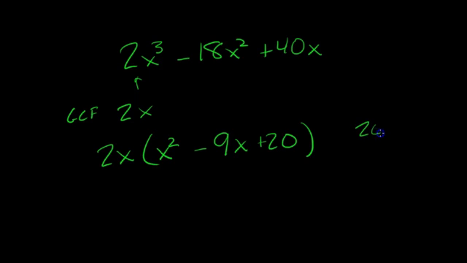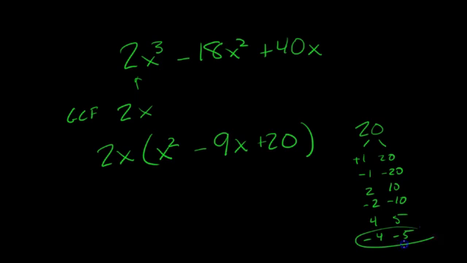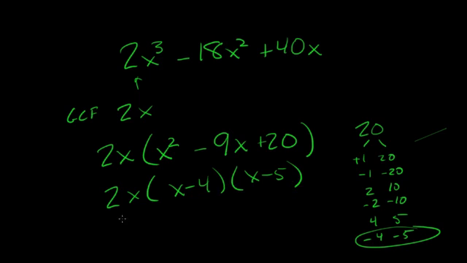So I want to find 2 factors of 20 that add up to negative 9. So let's look at some of the factors here. Positive 1 times 20, negative 1 times negative 20, 2 times 10, negative 2 times negative 10, 4 times 5, negative 4 times negative 5. And negative 4 times negative 5 will add up to negative 9. So my factors for this polynomial are x minus 4 and x minus 5. And fully factored, it's 2x times x minus 4 times x minus 5. So sometimes we can have even 3 factors for a polynomial. So that's the end of this video regarding factoring trinomials in the form x squared plus bx plus c.